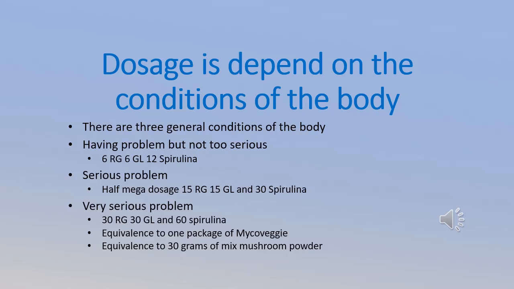Like this: 30 Rg, 30 GL, and 60 spirulina. We can also put all the Rg and GL into a package of microveg. One package of microveg is equivalent to 30 GL and 30 Rg. Or we can use 30 grams of mixed mushroom powder. We do have mushroom powder. And as I say, spirulina is assisting. We put 60 here; if you feel that 60 is too much, you take 30, also up to you, not so critical. But 30 Rg and 30 GL is a must for this mega dosage.